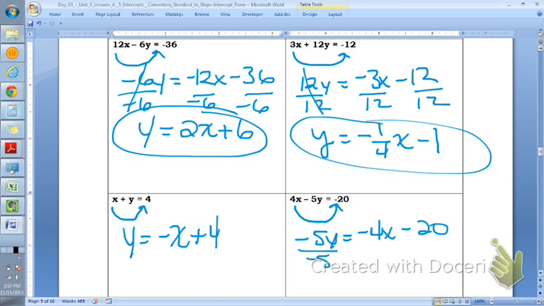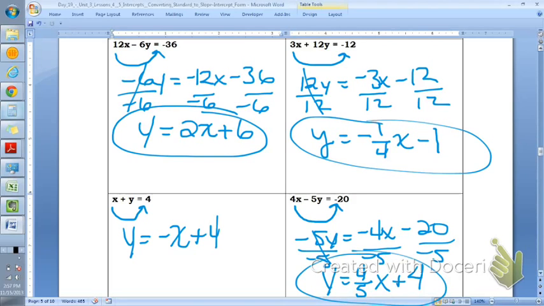Divide by negative 5. Cancels out, so you get y is equal to negative over negative is a positive 4/5. That does not reduce, so just leave it as 4/5 x. Negative over negative is a positive. 20 over 5 is 4. If you wrote 4 over 1, that's fine, but I would go ahead and reduce it into the whole number for the next step when we get to graphing in the next lessons. All right, we've done all the guided practice.